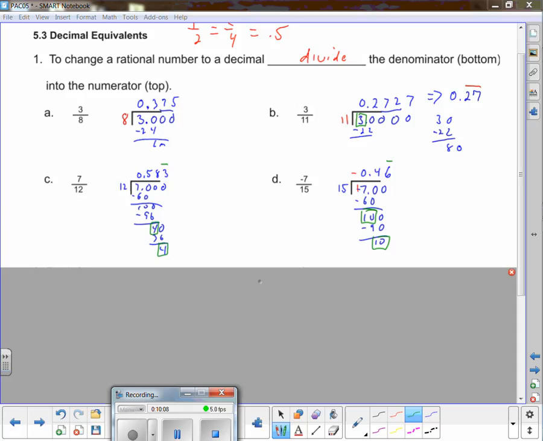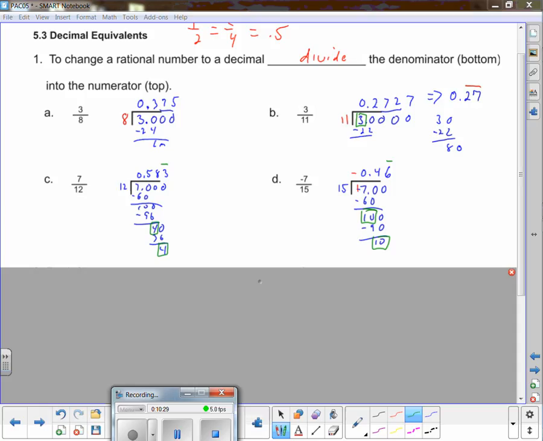So this one's 0.466666666 and a whole bunch of sixes. Now, let me remind you what I always do with a negative. I always put it right up in the top right away. When it goes up top, then you can count it as a positive underneath, right? You're just making sure that you end up with a negative number.